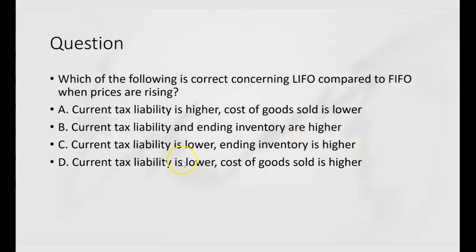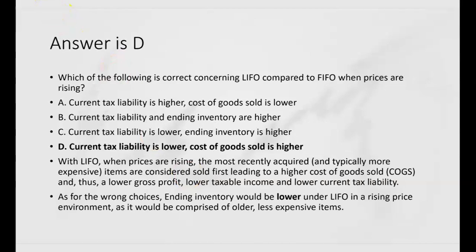So B is out. C, current tax liability is lower, ending inventory is higher. No, we said ending inventory is going to be lower because cost of goods sold is going to be higher under LIFO if prices are rising. So it must be D, cost of goods sold is higher. We know that under LIFO if prices are rising. And that means if cost of goods sold is higher, taxable income is lower. And if taxable income is lower, then current tax liability is lower. So the answer is D.